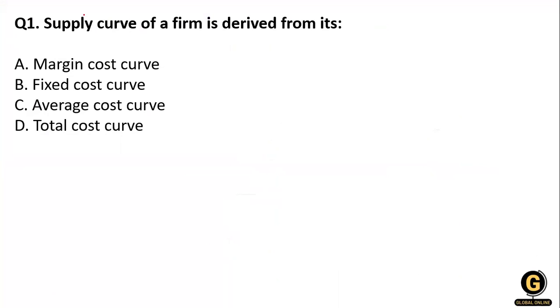The supply curve of the firm is derived from: marginal cost curve, fixed cost curve, average cost curve, and total cost curve. What is the supply curve of the firm derived from?